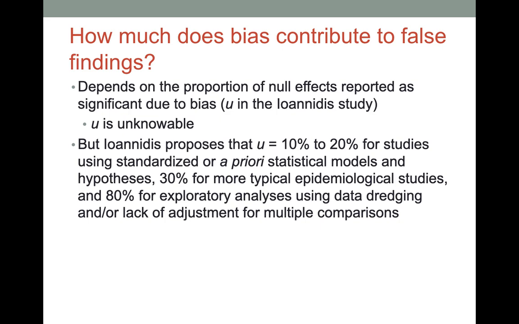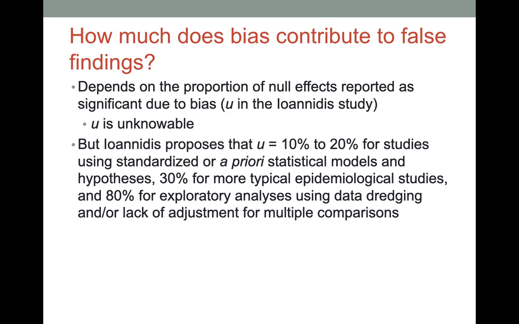Well, it depends on the proportion of the null effects that are reported as significant due to bias, and this is actually unknowable, right? Because in general, the problem with bias is we don't know exactly what the true effects are. We just get to see what we observe from our imperfect studies. And so in the Ioannidis study, which I've mentioned before, and I think is available in the supplemental optional readings on the website, that bias parameter U is unknowable, but Ioannidis proposes that about 10 to 20% might be reasonable for the effect of bias for studies that use standardized methods or a priori statistical models and hypotheses.